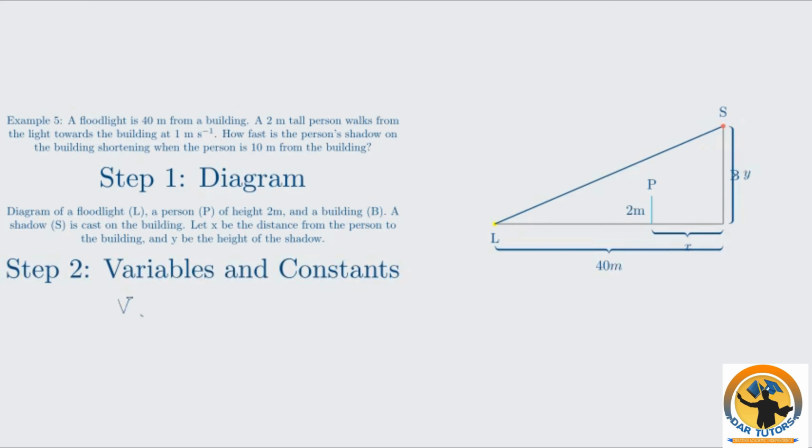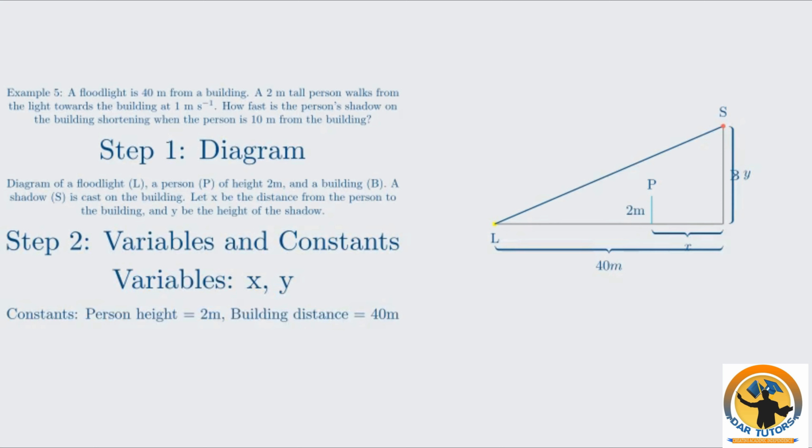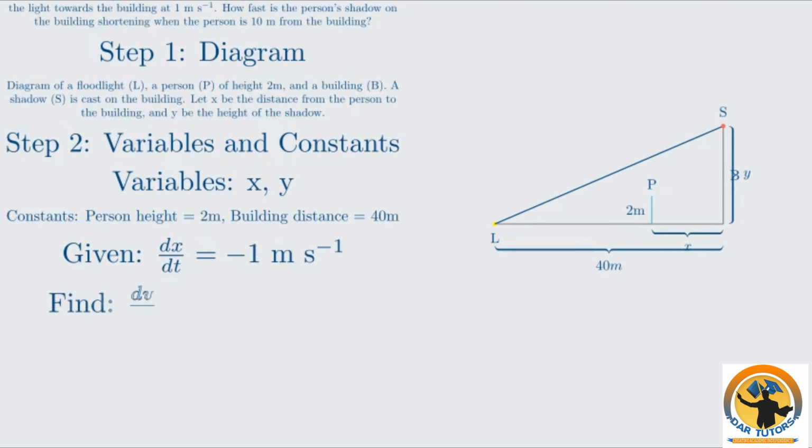Step 2. Variables and constants. The person's height, 2 meters, and the distance to the building, 40 meters, are constants. The variables are x and y. We are given that the person is walking towards the building, so their distance x is decreasing. Therefore, dx/dt is negative 1 meter per second. We need to find dy/dt when x is 10 meters.